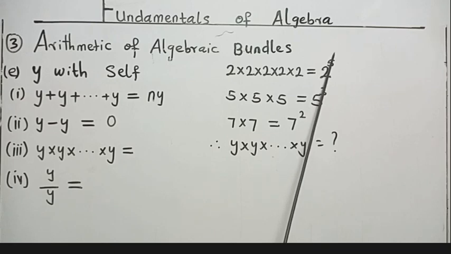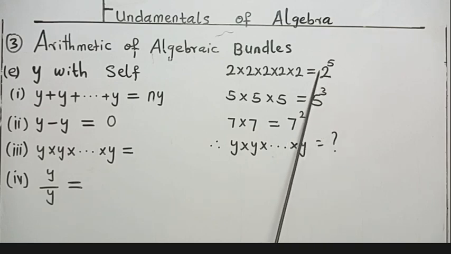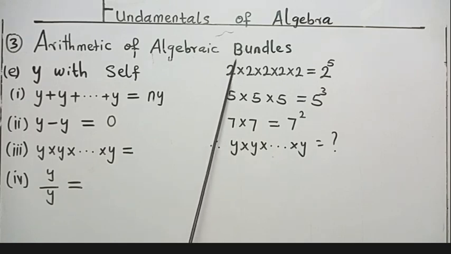Base 2, power 5. Base 5, power 3. Base 7, power 2. We name it 2 raised to the power 5, 5 raised to the power 3, 7 raised to the power 2. Now, the number featuring here is 2, the number featuring here is 5, the number featuring here is 7.